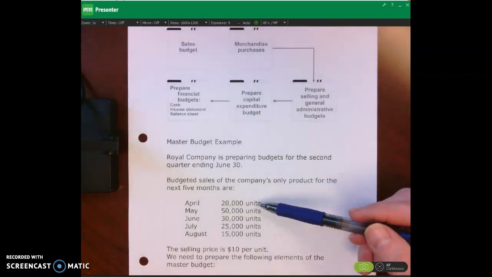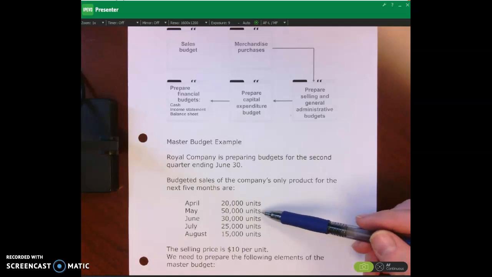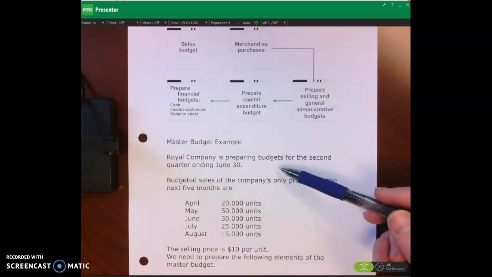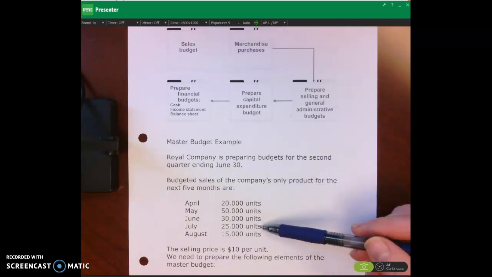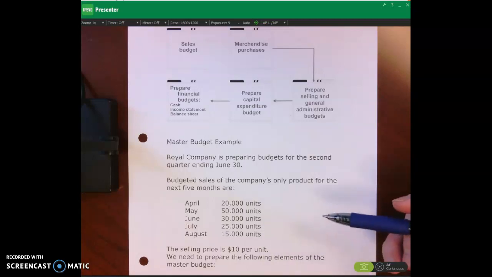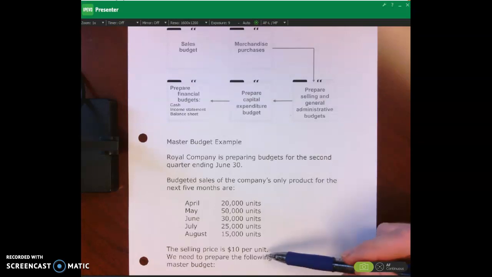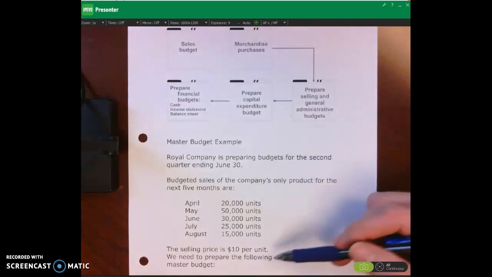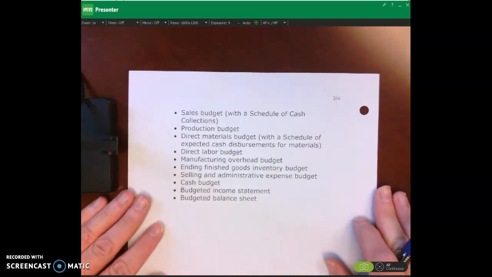So we have April, we think we're going to sell 20,000 units. May, we think we're going to sell 50,000. June, 30,000. July and August, which are not in the second quarter, those are in the third quarter, but there are reasons that we need to know those, which we'll talk about when we get to the production budget. Okay? We sell each unit for $10. And so what we're going to do is use these assumptions to prepare all of these budgets.